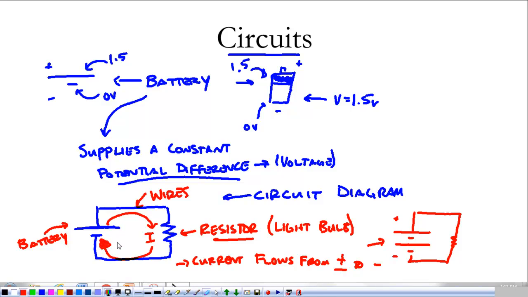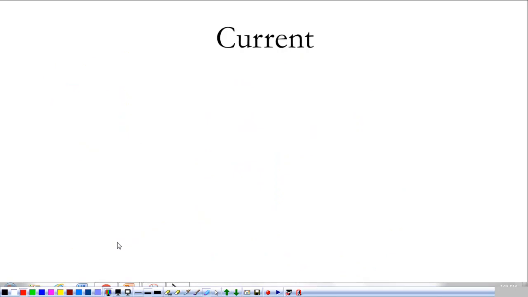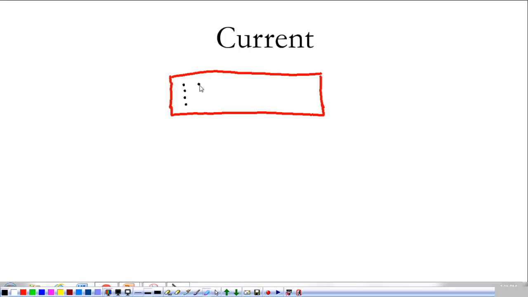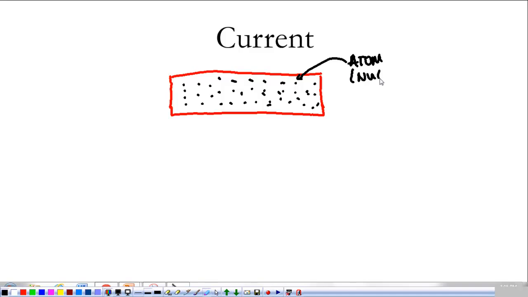Now we're going to look at what current actually is. So let's pretend that we have a chunk of something. We'll say metal. And inside of that piece of metal, we have a bunch of molecules. These black dots, there's a bunch of them. All of these black dots are going to be the atom, the nucleus of the atom. That's where positive charge lives.